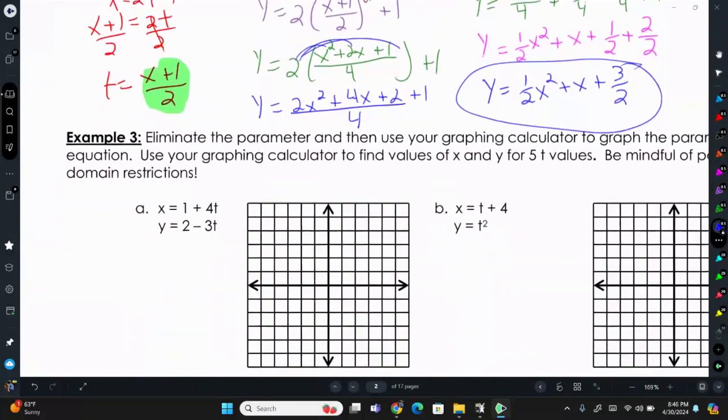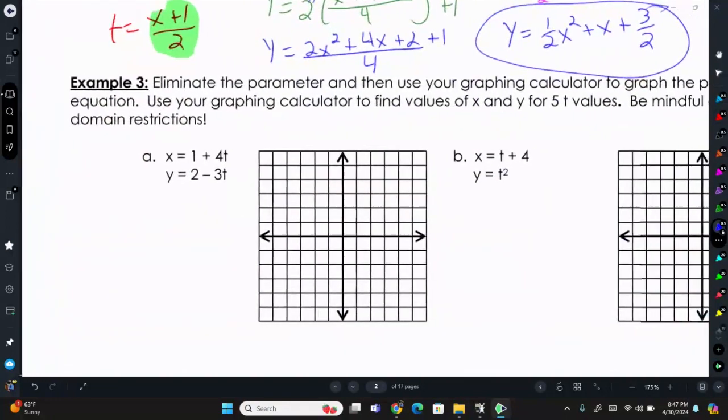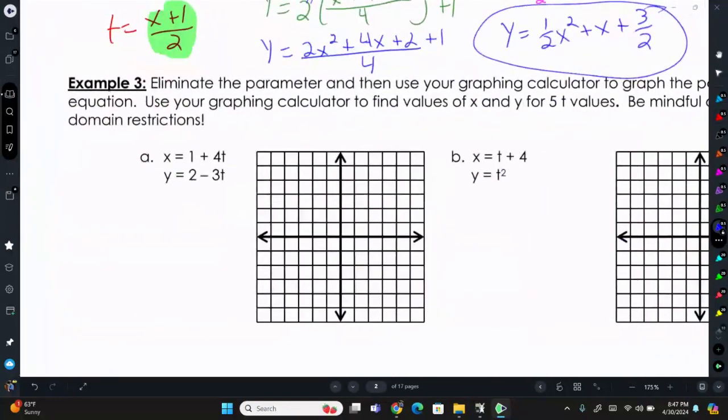All right, now example 3, we're going to be eliminating the parameter and then using our graphing calculator to graph the parametric equation. And then we're going to use a calculator to find values of x and y for 5 t values. And we can choose whatever t values we want. We do want to be mindful of domain restrictions, like if we have the square root of t, we can't substitute in negative numbers for those t values. So I usually like to try to do some negative and positive ones, but if we can't, then we'll adjust accordingly.